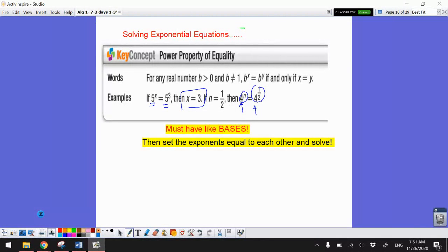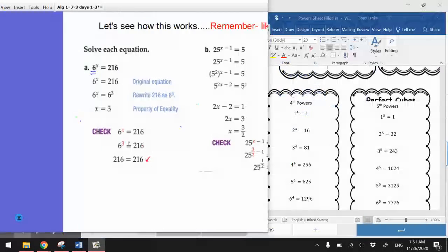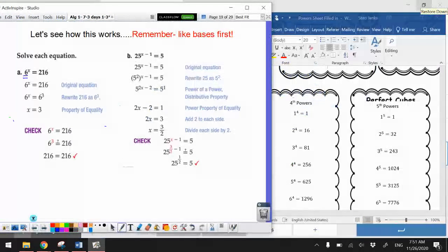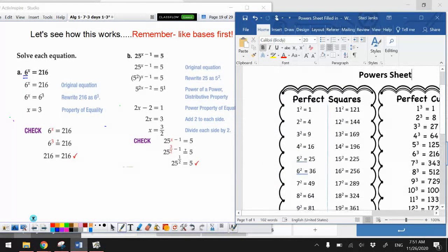All right, so let's put this into action here, and let's walk through a couple problems just to see how this works. All right, so I see that this is a base of 6. So I'm going to go ahead and look at my powers, and I'm going to go down and look at the 6s.